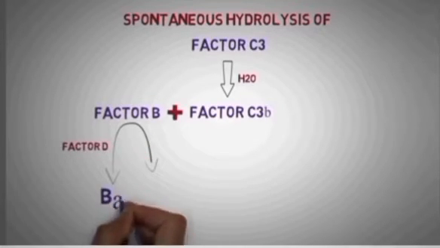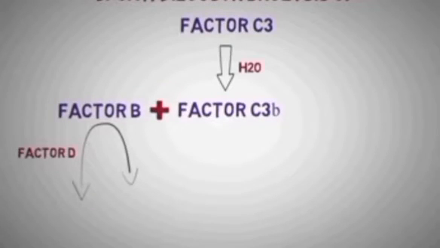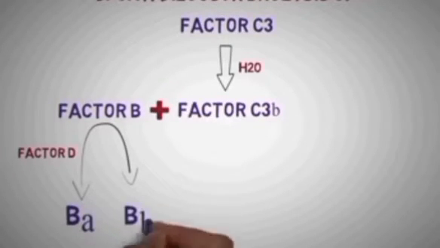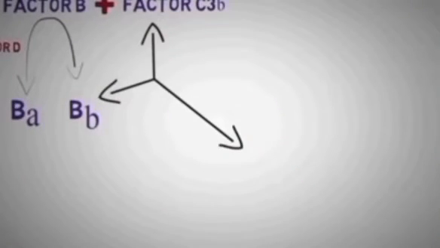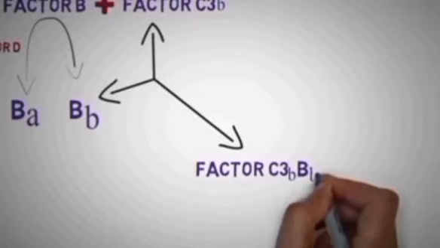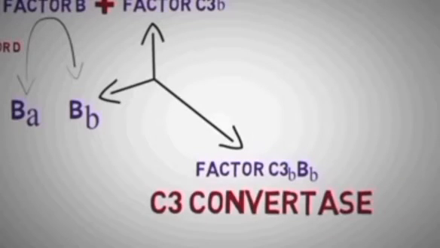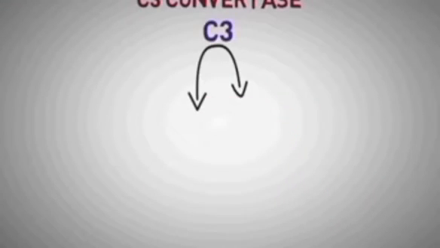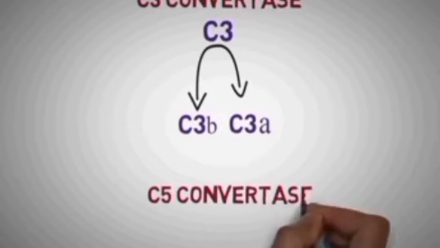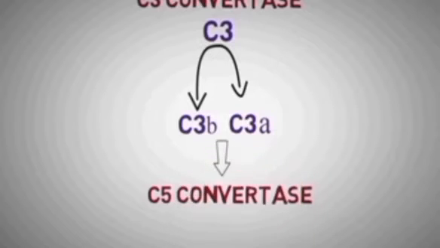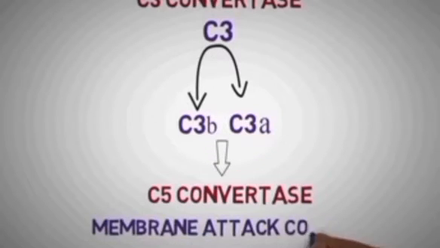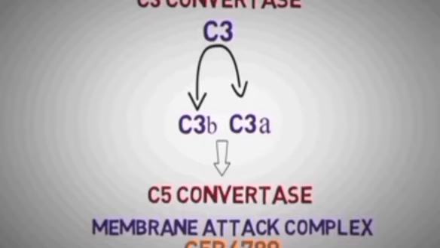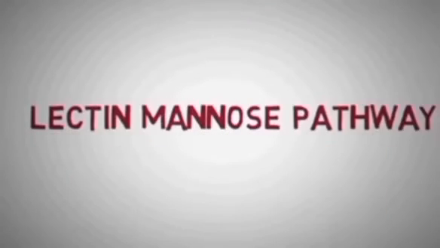C3B in the presence of H2O, and it combines with factor B. Factor B is converted into factor BA and B in the presence of factor D, and it combines with factor C3B to form C3 convertase. Similarly, in another pathway, C3B is converted into C3B and C3A. It converts C5 convertase, the membrane attack complex, to form C5B, 6, 7, 8, 9.